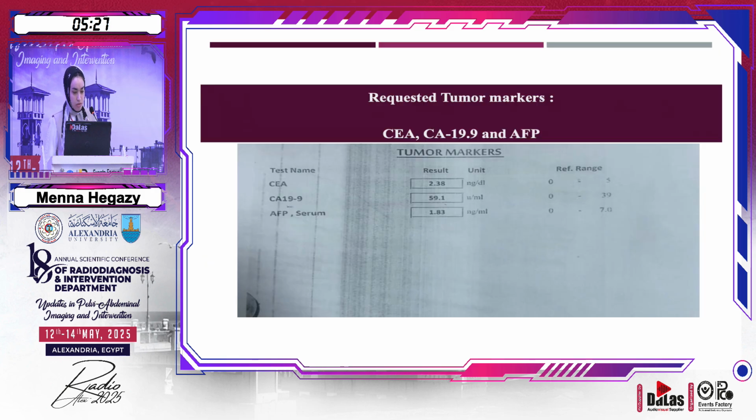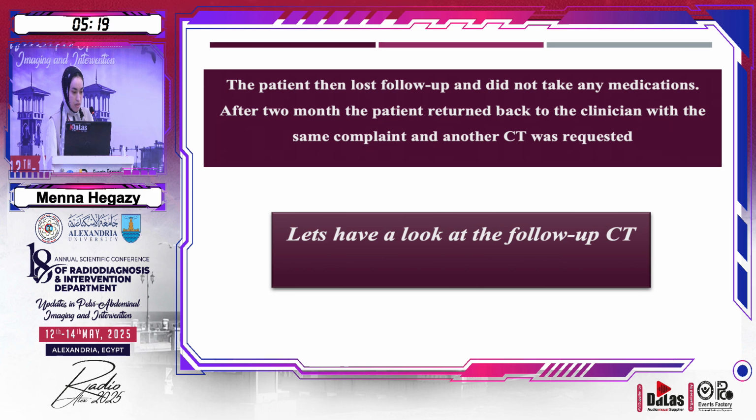The clinician also requested tumor markers, CA19-9 and alpha-fetoprotein, and as you can see, they showed no significant increase. The patient then lost follow-up and did not take any medications, and after 2 months he returned back to the clinician with the same complaint, and another CT was requested. Let's look at the follow-up CT.